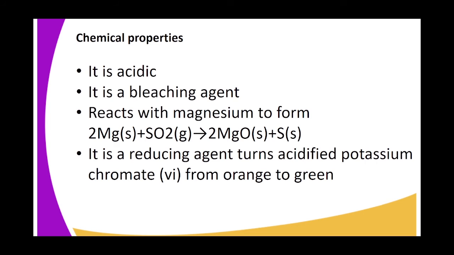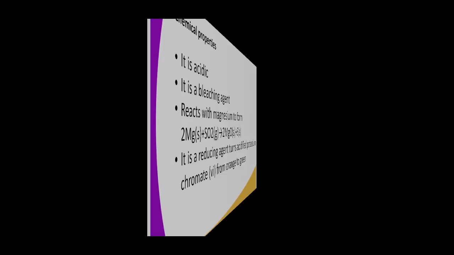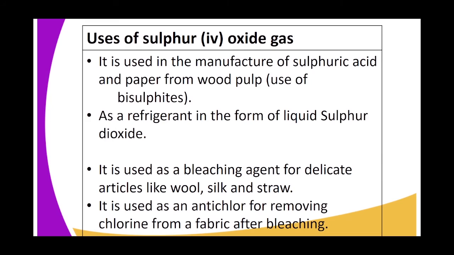What are some of the uses of sulfur(IV) oxide gas? As you can see, sulfur(IV) oxide gas is used in the manufacture of sulfuric acid. It is one of the major raw materials during manufacture of sulfuric acid in the contact process.